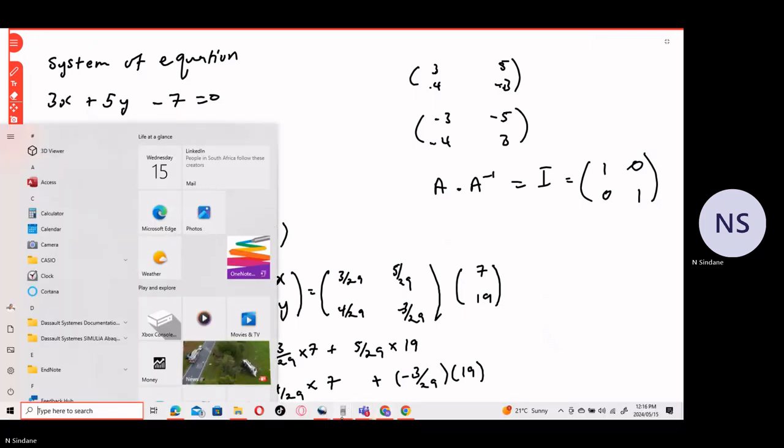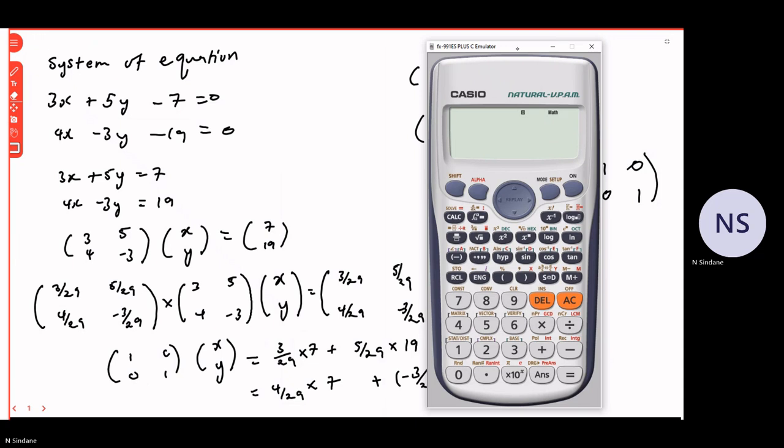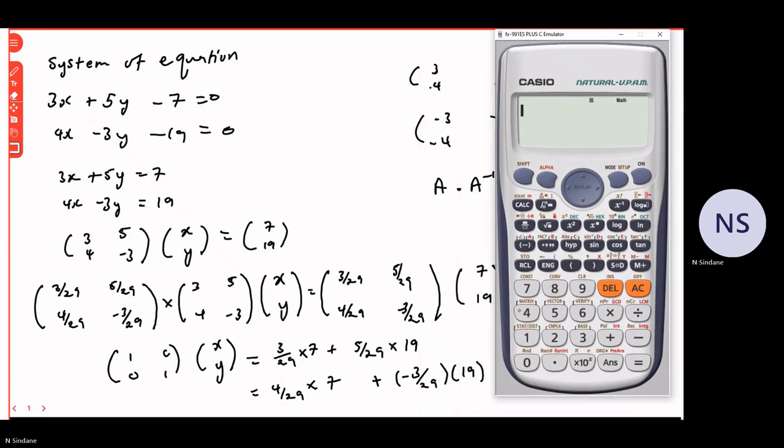So now let's get our calculator and see what we are going to get. Let's see. We have 3 over 29 multiplied by 7 plus 5 over 29 multiplied by 19. Oh, my mistake. This is not supposed to be there. This is supposed to be there. Okay, 19. So this gives me 4. The first solution is 4.